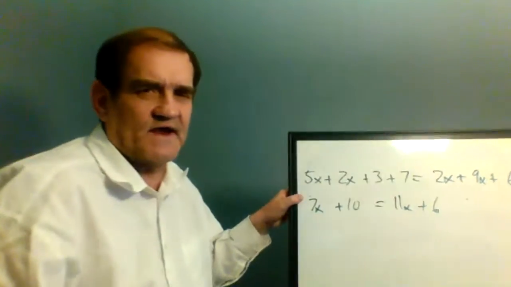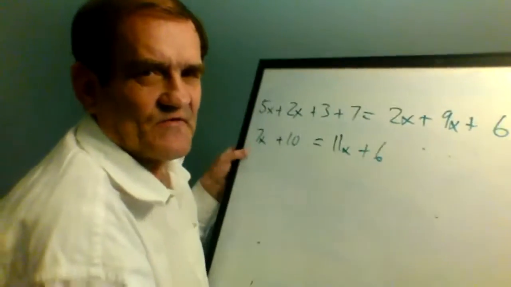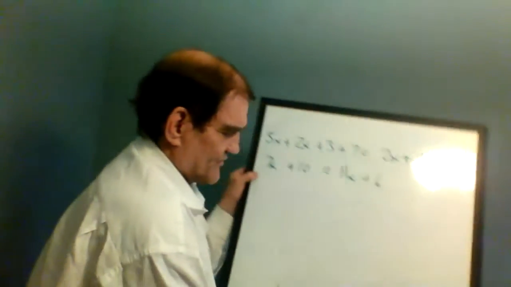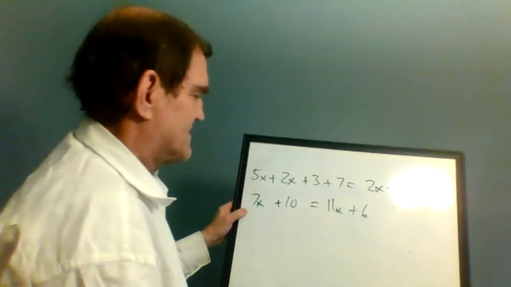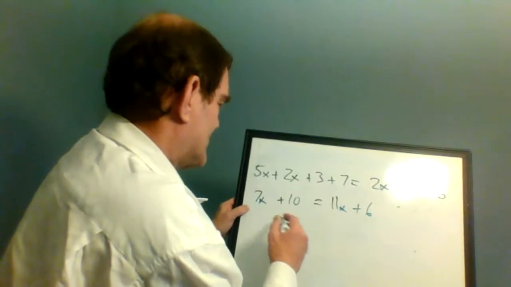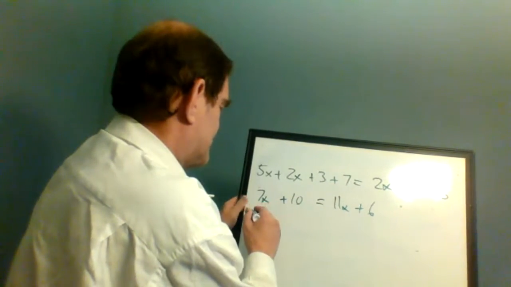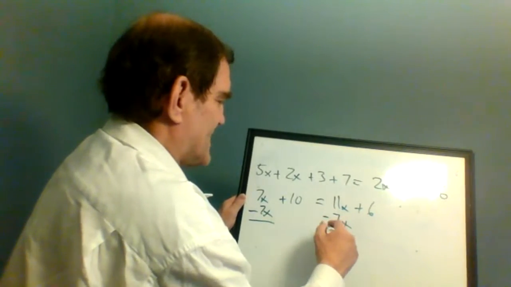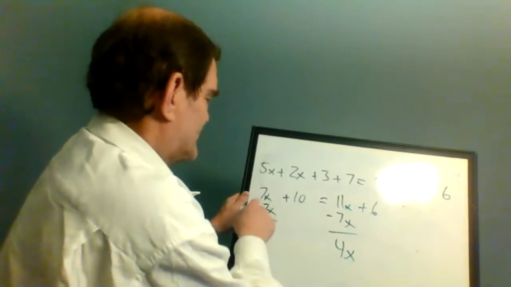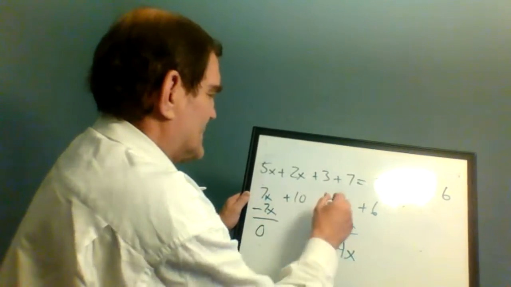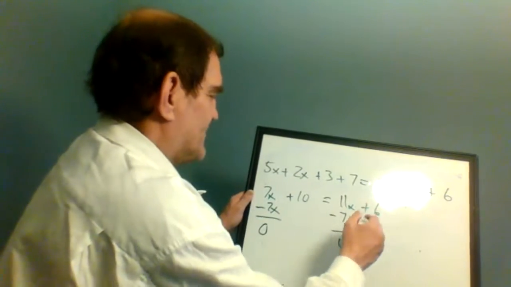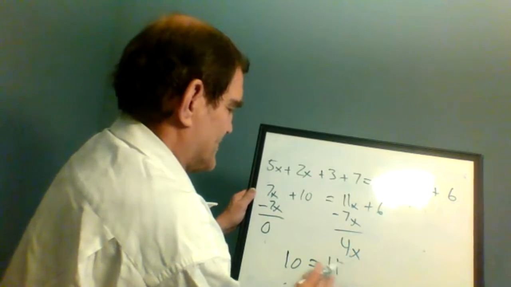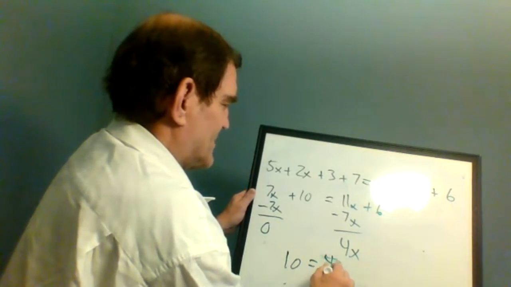So you've definitely taken it from a maybe confusing equation, one that seems pretty lengthy, and narrowed it down. So there you go. You've got 7x plus 10. What do you do with that? Pretty straightforward. You take 7x, subtract it from here, and subtract 7x from here. 7 minus 7 is 0. 11 minus 7 is 4. You've got the 10 left over is equal to 4x plus 6.